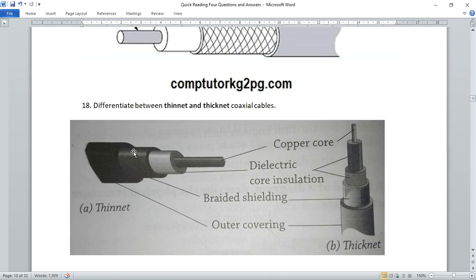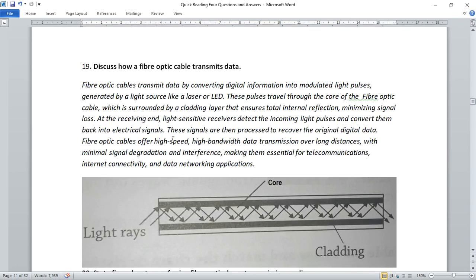Then we have these two types of cables, the thin-net and thick-net coaxial cables. The difference between the two is, as you can see, the thick-net here has the braided shield outer covering, and if you look at it, this one is more protected. You can see the layers 1, 2, 3, but this one has actually 2 layers. So you can also practice how to draw these two types of coaxial cables, that is the thin-net and the thick-net.